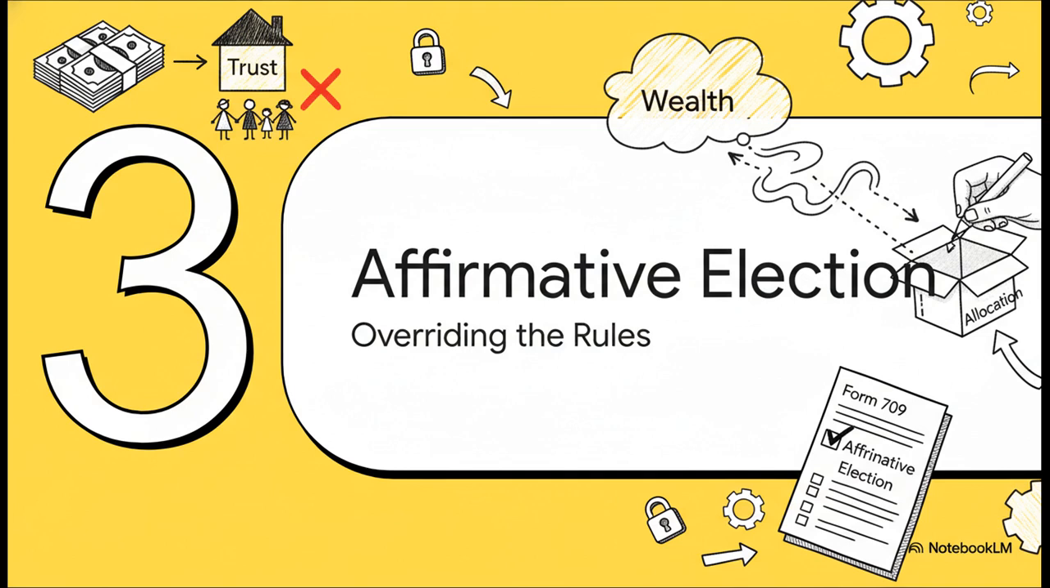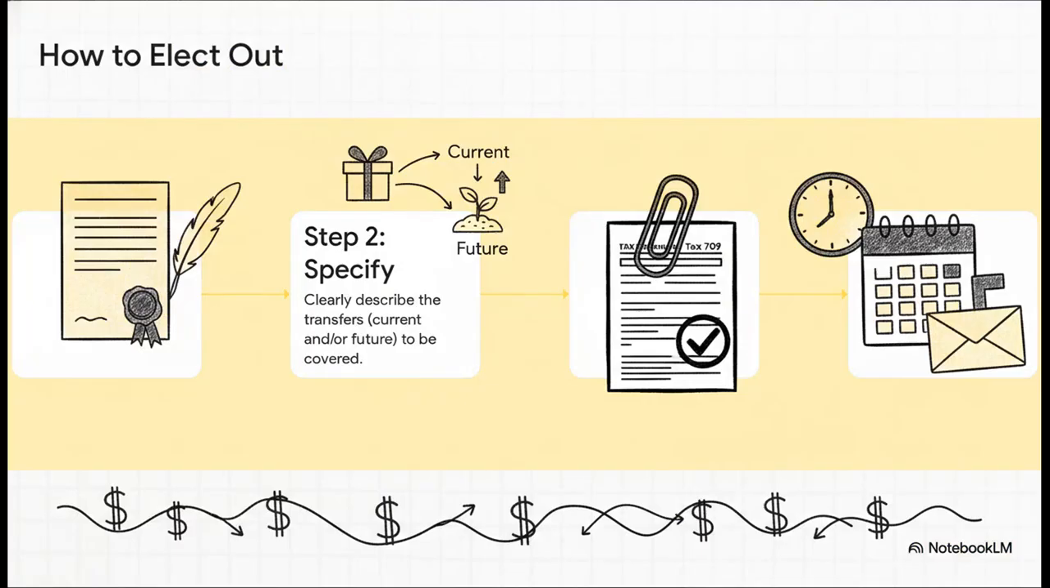Sometimes you need to prevent an allocation. Maybe you're funding a trust that you only want to benefit your children. And other times you need to force an allocation where it wouldn't happen automatically. And both of these actions require you to make an affirmative election on Form 709. Now, to opt out, you can't just check a box somewhere.